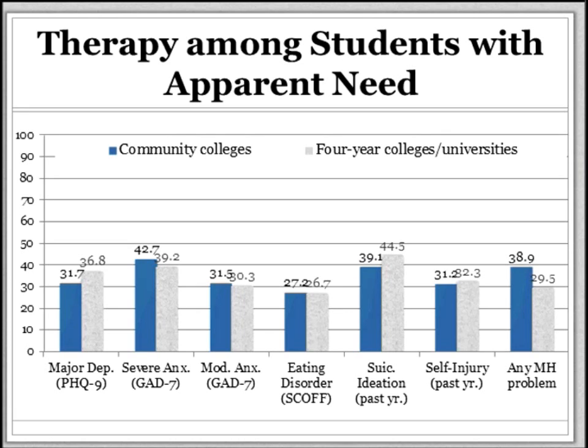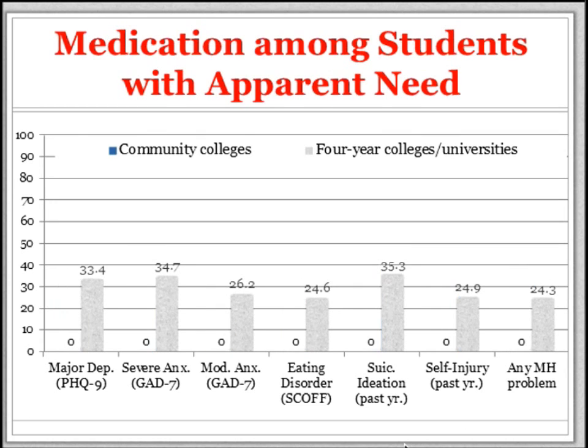Next slide. Now turning to the use of mental health treatment, first looking at therapy, counseling or therapy, as we refer to it in our survey. This is, in the past year, have you received counseling or therapy for your mental or emotional health? We're restricting attention to students with an apparent need, with one of the mental health problems that we listed earlier. And you can see that the use of therapy is about the same overall for community college students in our sample as compared to 4-year.